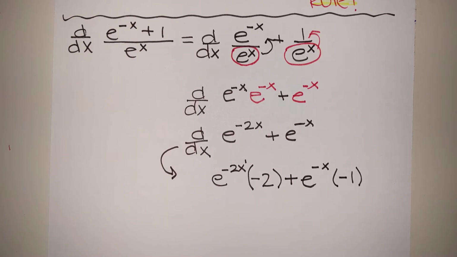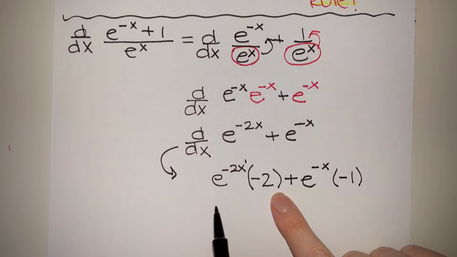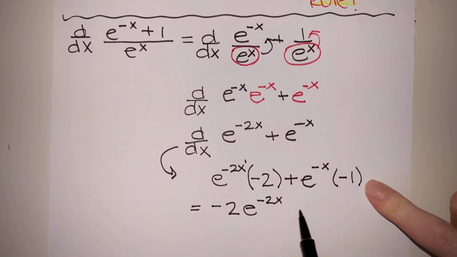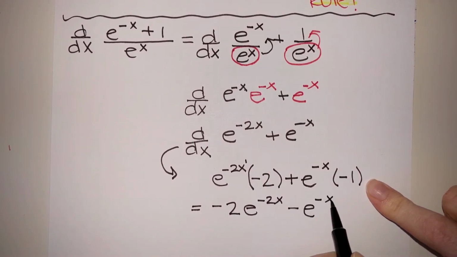Now, at this point, we need to simplify. So usually we bring the coefficients out in front. So this would become negative 2e to the negative 2x, and then minus e to the negative x.